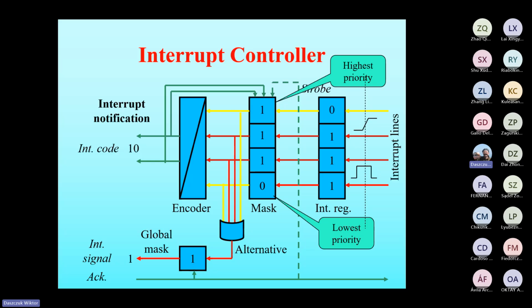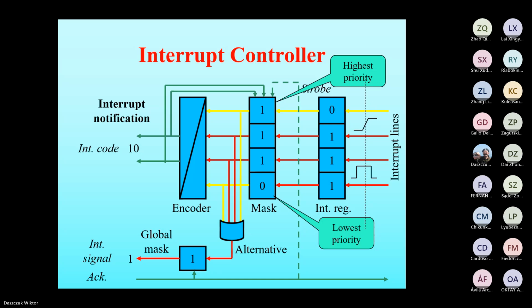The encoder selects which interrupt that came through the mask has higher priority. This one. This is the lowest priority, so this is the highest priority of those who came through the mask. Its code is 10. It is 0001 1011. So it is 10. It is sent through the data bus of the computer, the number of the interrupt.